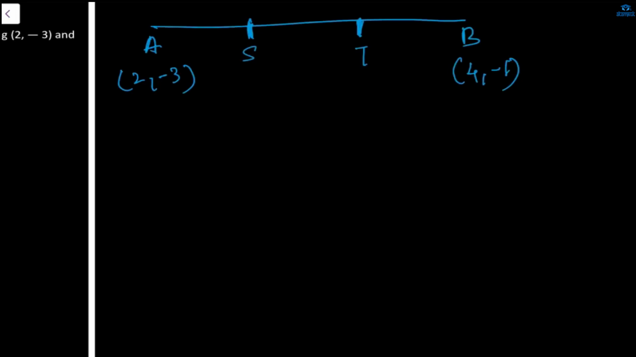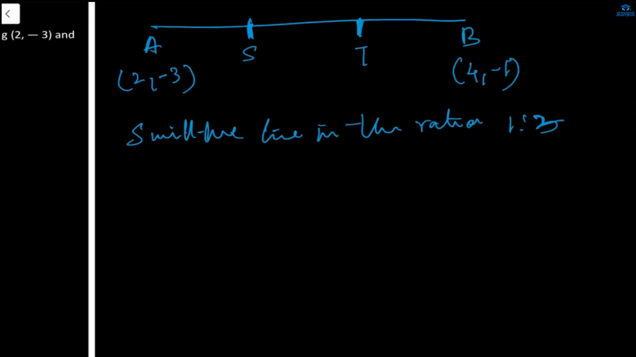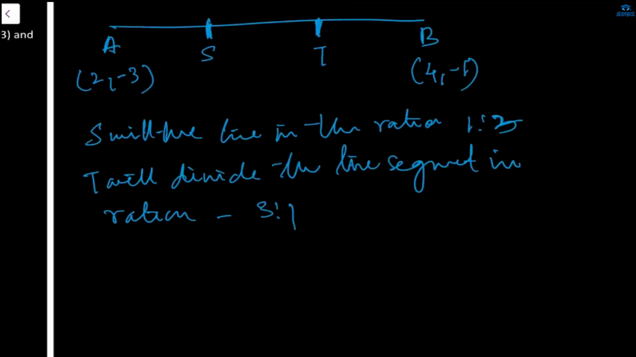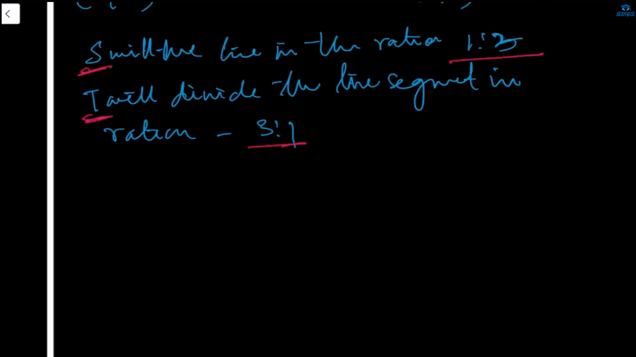We have taken S and T. Therefore, S will divide the line in the ratio 1:3. T will divide it in the ratio 3:1. S divides in 1:3 and T divides in 3:1. Okay, you have to remember this. Now we are going to apply the section formula.